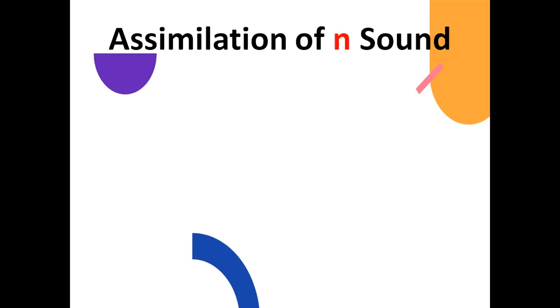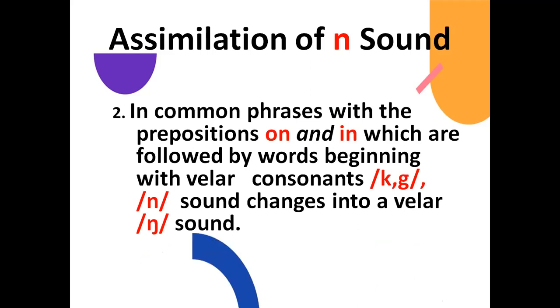Now, assimilation of the n sound will have another situation, that is in common phrases with the prepositions on and in, which are followed by words beginning with velar consonants, which are k or g. The n sound changes into a velar ing sound. Before that, there was the n sound followed by p, b, or m sound. Now it is the same. The n sound is followed by k or g. So it will be changed into the ing sound.